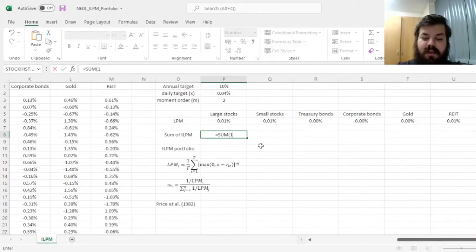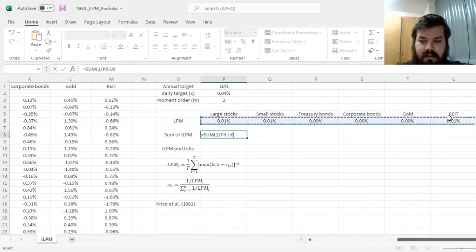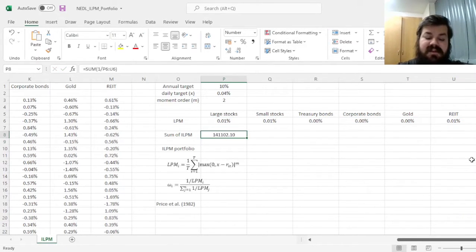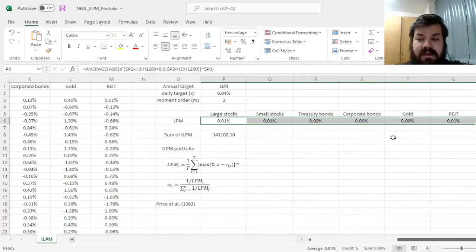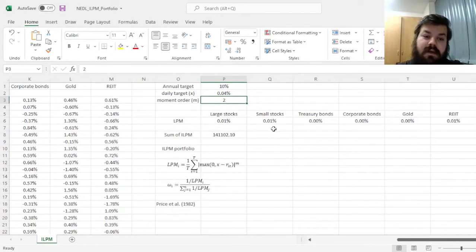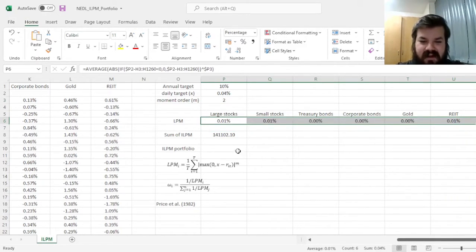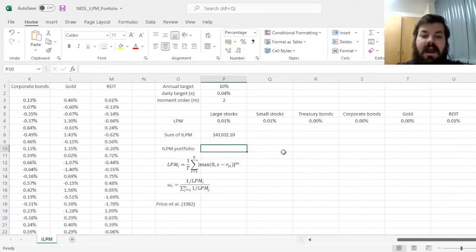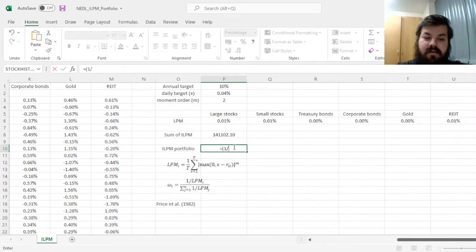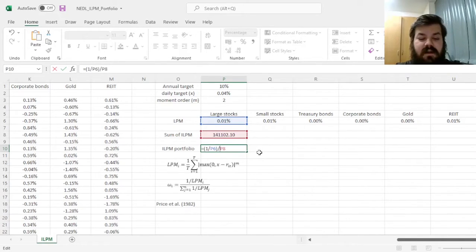So the sum of 1 over the lower partial moments gives us a pretty large figure, given that these values are quite small. Remember, we squared those and they were returns or even underperformances to start with, so that's not surprising. And our LPM portfolio weights are going to be inverse lower partial moments of individual assets divided by the sum we have just calculated. 1 over the lower partial moment divided by the sum of inverse lower partial moments with the column locked as well.